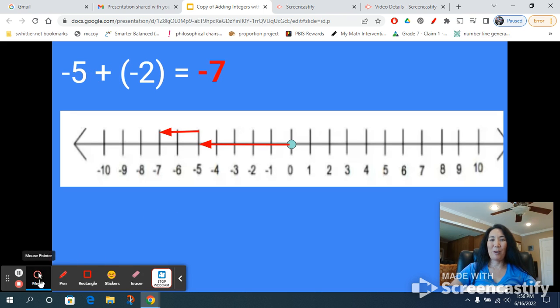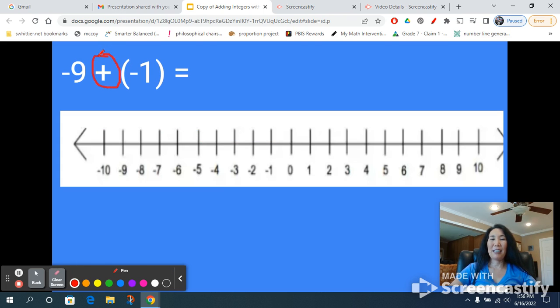Okay, so one more. If we do -9 plus -1, again, number line dance starts at 0. -9, negative to the left. I'm going to go -9. Now I'm here. From here, I'm going to go -1 to the left. Only one. And I end up here at -10. So -9 plus -1 is equal to -10.